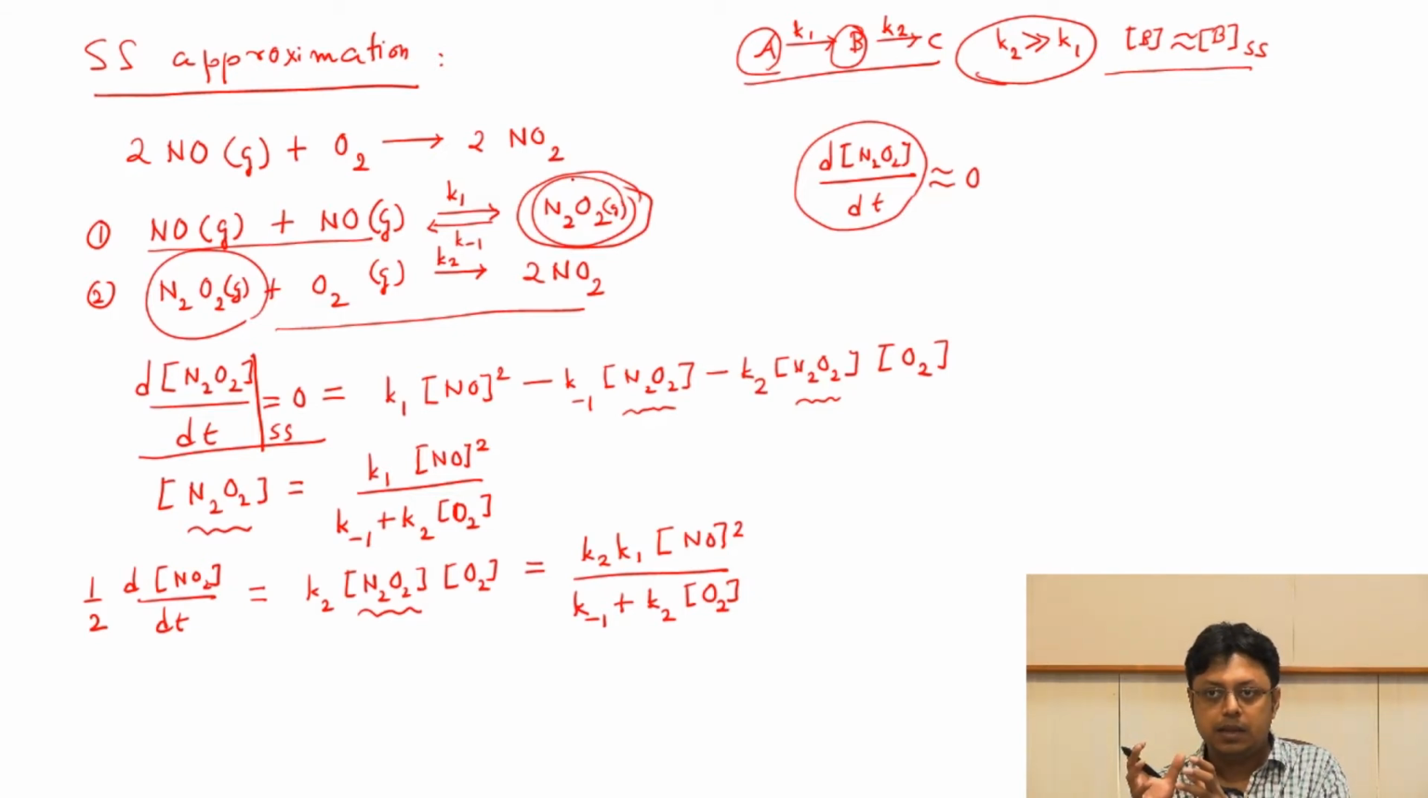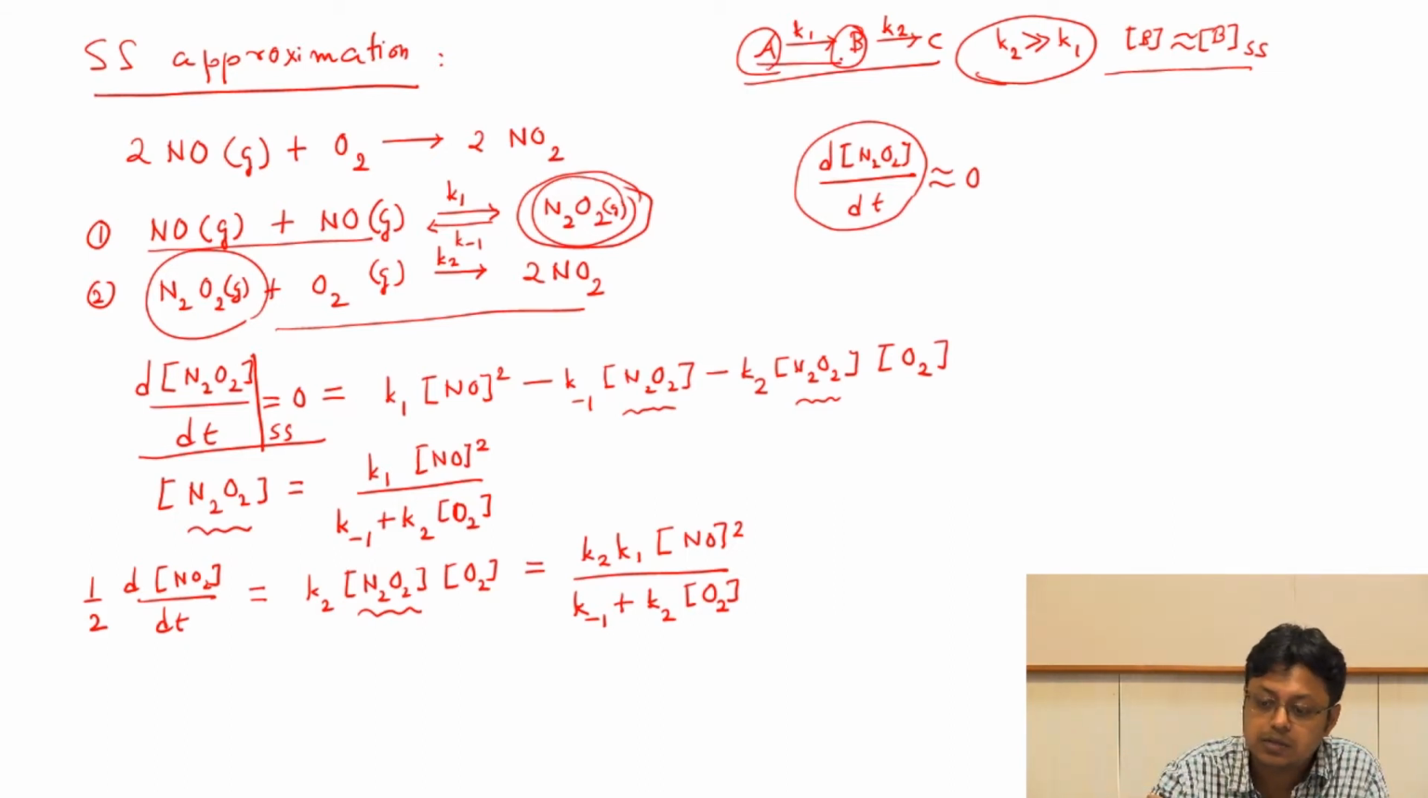Meaning, if I form the intermediate, it should immediately disappear. Something like in the irreversible case, where we said that as soon as B forms from A, it immediately converts to C. That leads to the steady state condition, which means K2 has to be much, much larger than K1. Now, in order to understand that, let us think about how N2O2 can disappear and how it is formed.